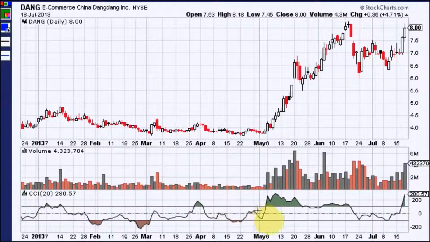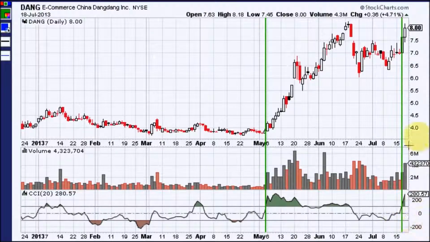Here's another example of a good one right here. CCI crosses up through the plus 100 line, and volume breaks above all this resistance. Volume grows and grows. It ran from about $4.50 to over $8 on that run. And there was another one right here too.